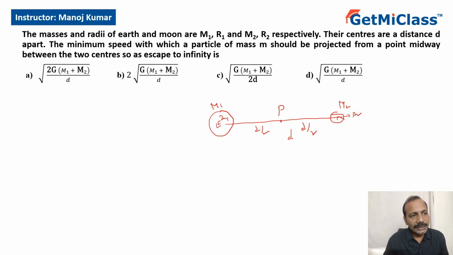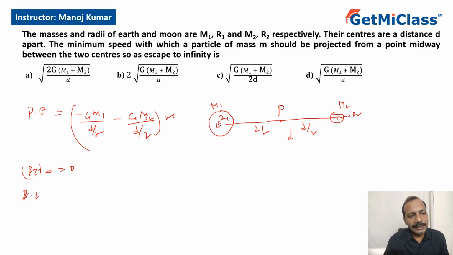Now potential energy of the particle at the center is equal to, I can write, minus G m1 by d by 2, minus G m2 by d by 2, into the mass of the particle. This is potential energy. So I need to find kinetic energy anyhow. Potential energy at infinity is 0.